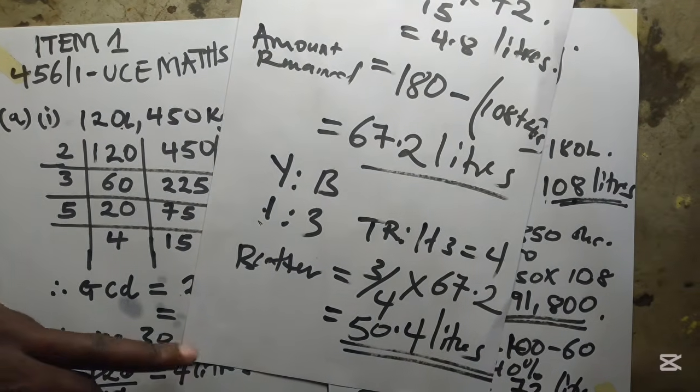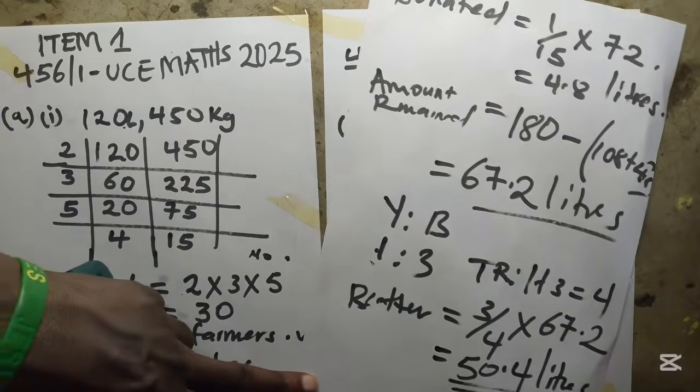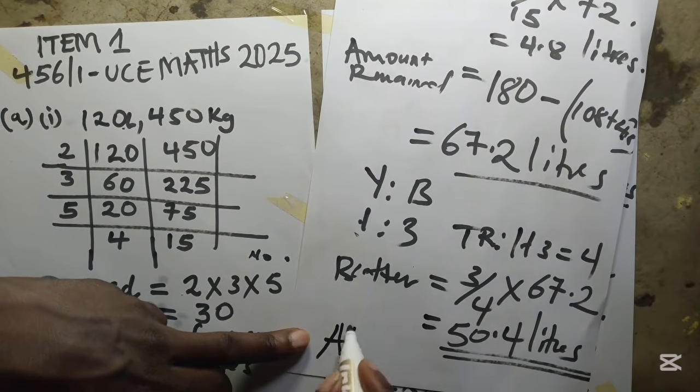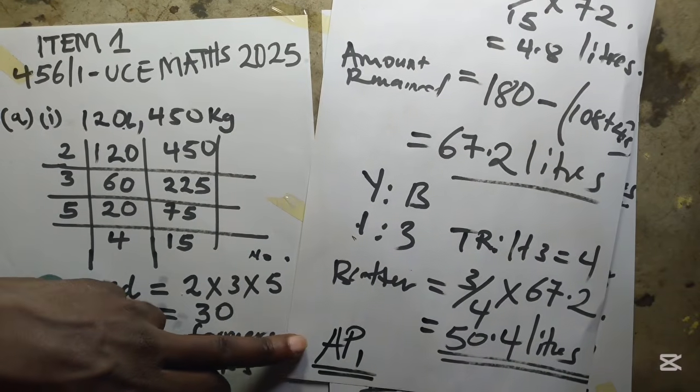So don't forget to always make conclusions, because that one is a full mark. Whenever you write a conclusion, you get a full mark there for application 1 for this question.